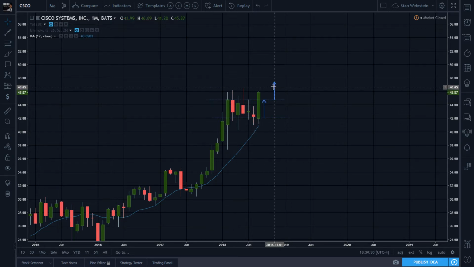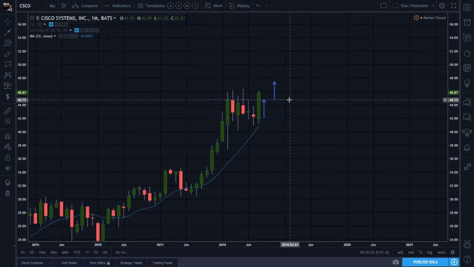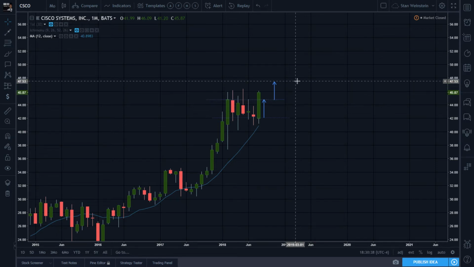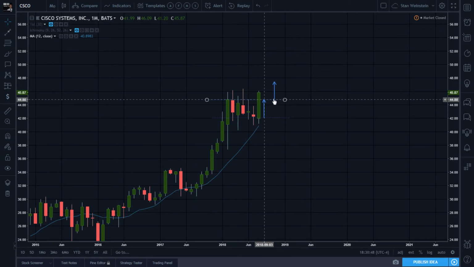All right. So here we are. Here's my target. That was me spinning off to a different subject. 44.80, and if we close above that, the target is 47.50, 47.44. Cool, right? Monthly candles.